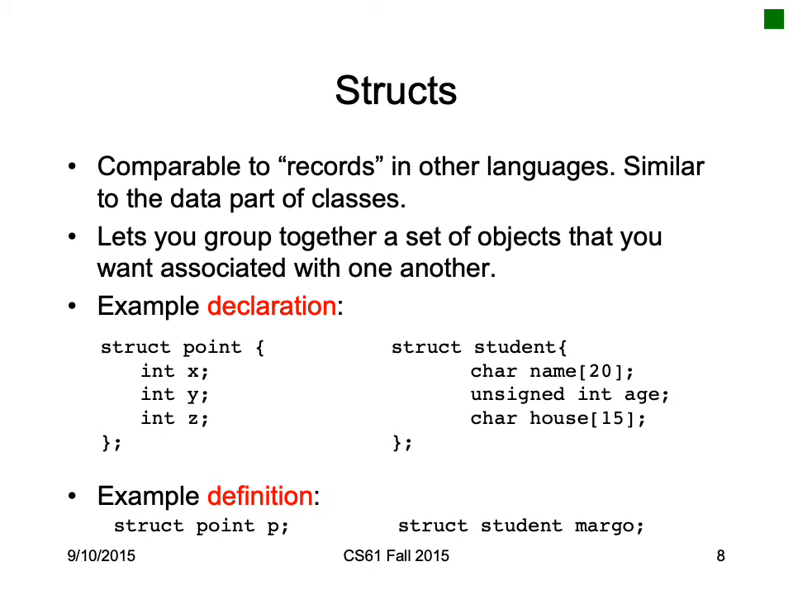If I now want to create some variables that are of this derived type, I do that as below. So I can say struct point p, and that allocates space for one of these point structures, or struct student Margot allocates space for one of these student structures. So let's go into this in a little more detail.